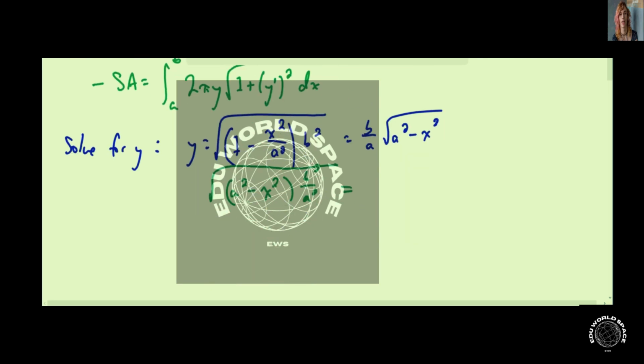Next, we ought to find its derivative. By use of the chain rule, we'll get that this is going to be equal to, keeping the b over a constant, we'll have b over a times 1 over 2 times the square root multiplied by negative 2x. And obviously, this and this will cancel. So this will be negative bx over a root a squared minus x squared.